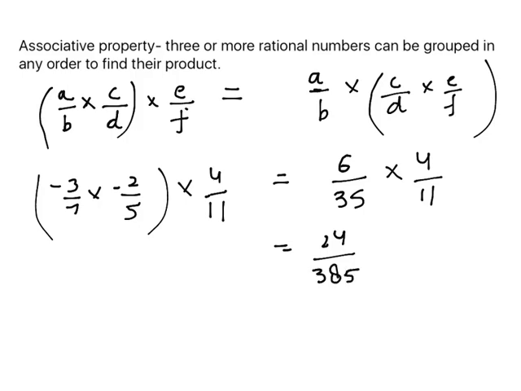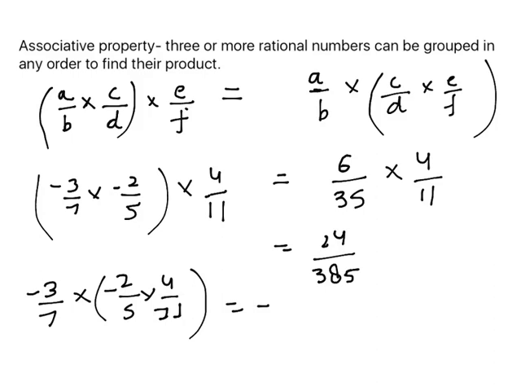Now we make another group: we keep 3 by 7 separate and we group 2 by 5 and 4 by 11. First of all we will solve 2 by 5 times 4 by 11. So here we will get minus 3 by 7 times minus 8 by 55.